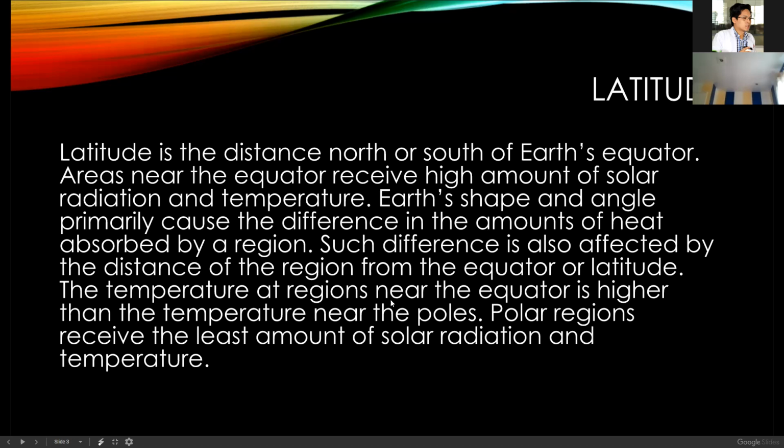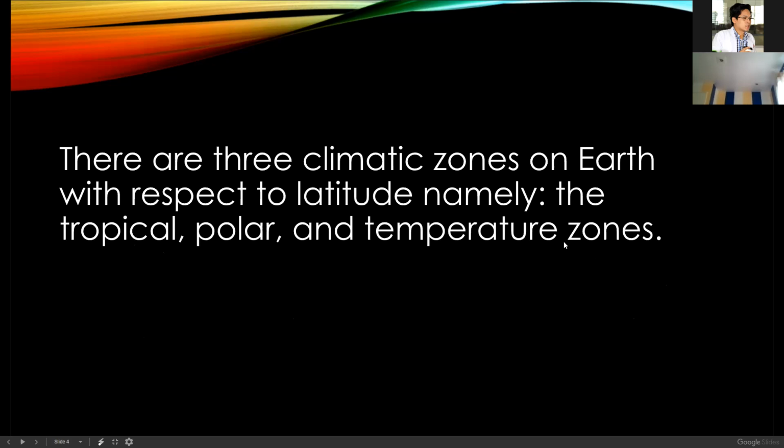The temperature at the regions near the equator is higher than the temperature near the poles. Remember that your polar regions receive less light. Why less? Remember again, Earth is tilted and the shape is an oblate spheroid. So the areas in the lower and upper parts of the globe receive less solar radiation and temperature. There are three climatic zones on Earth based on latitude, namely the tropical, polar, and temperate zones.